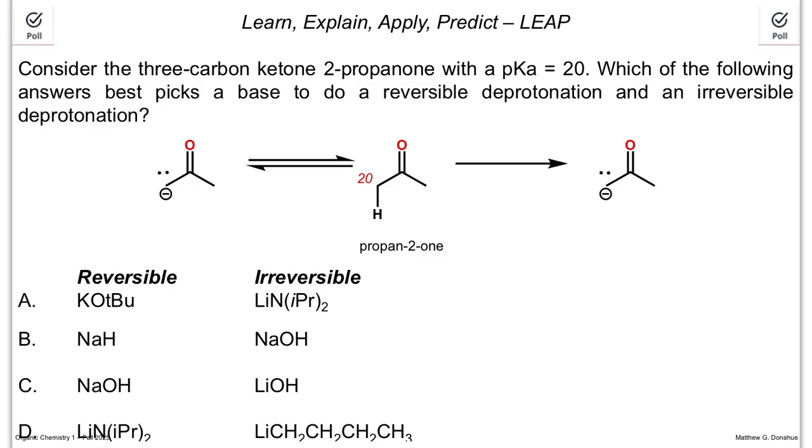So let's see if we can make sense of this. We have that ketone. It has one unique set of hydrogens. So CH3, I've just shown one of those 6. The pKa is 20. If we want to form the enolate in an irreversible manner, what base should we use? If we want that equilibrium, what base should we use?